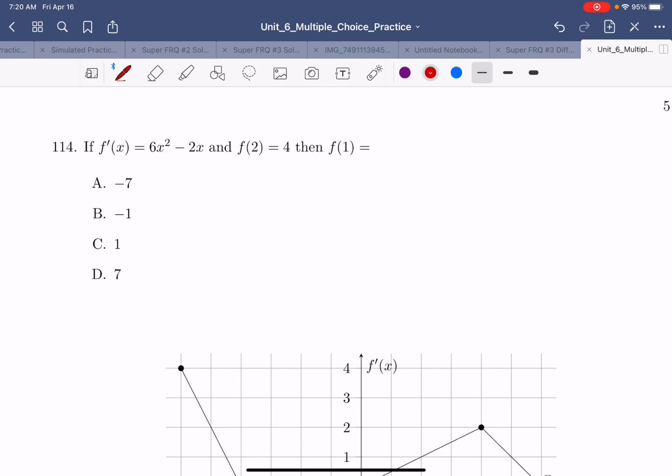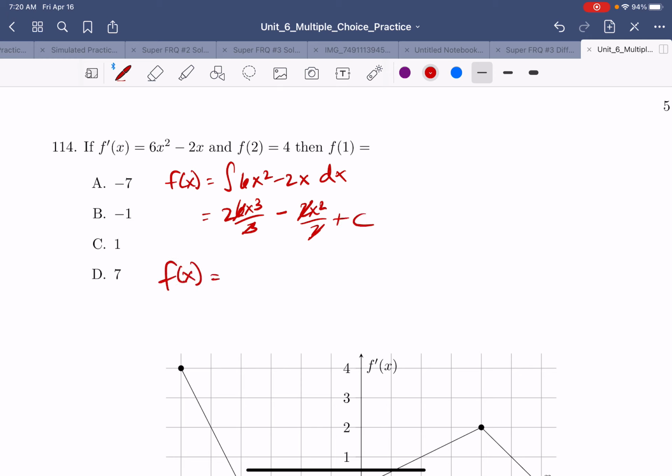For 114, if f prime of x is equal to 6x squared minus 2x and f of 2 equals 4, then find f of 1. Here we have to do the antiderivative, which gives us our original function. So it's equal to the integral of 6x squared minus 2x dx. That's equal to 6x cubed over 3, which is just 2x cubed, minus 2x squared over 2, which is just x squared, plus c. Let me write that nicer. So f of x is equal to 2x cubed minus x squared plus c.